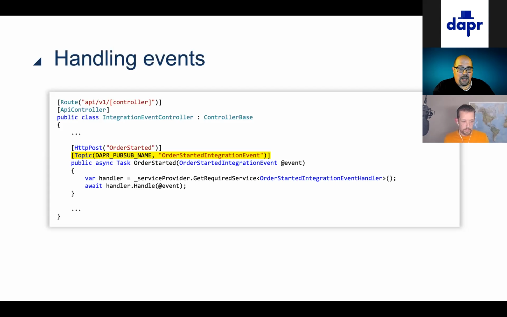And then if you look at the OrderStartedIntegrationEventHandler type that's being used here, we get that from the dependency injection system. That is just an existing event handler that was already in eShopOnContainers. So the only thing that we had to do was create a web API controller, slap some topic attributes on there, and then call the existing event handler. And there, all the integration was done. So that was pretty straightforward.